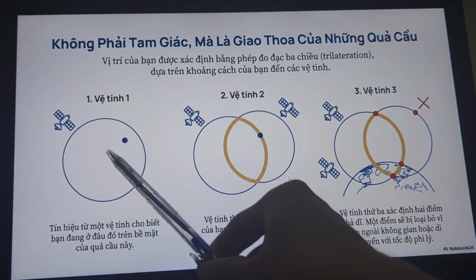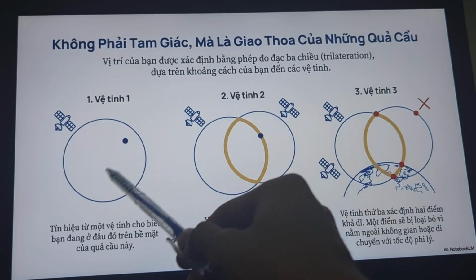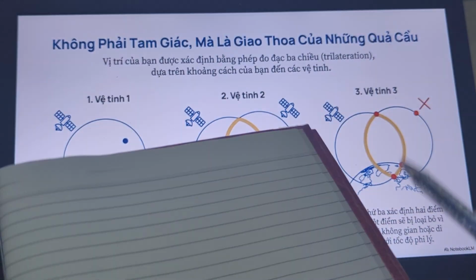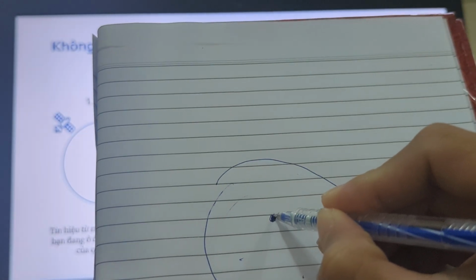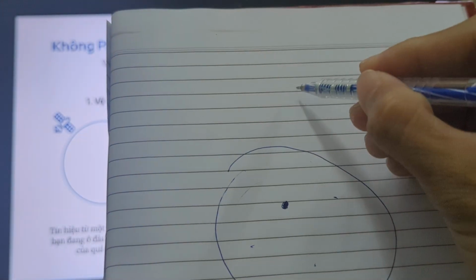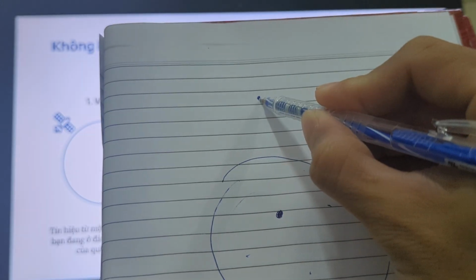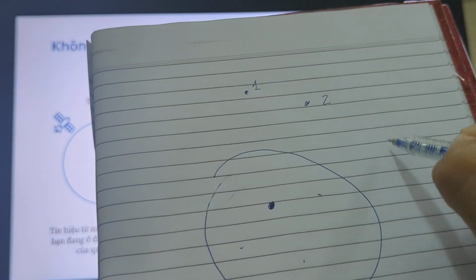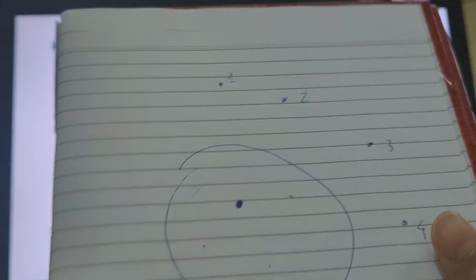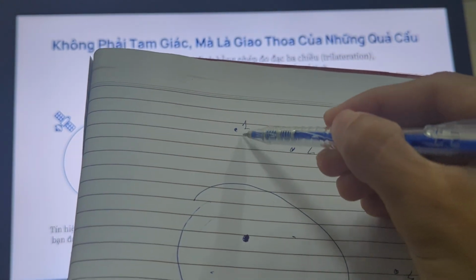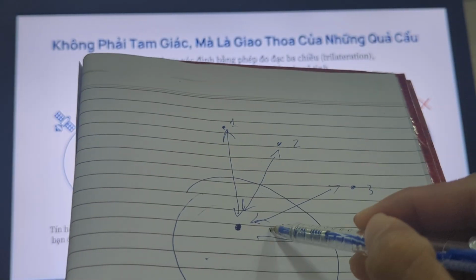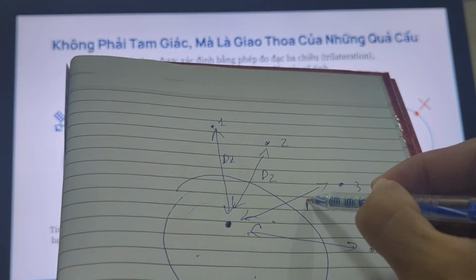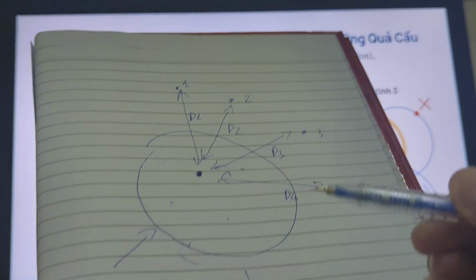I want you to know, if you are somewhere on the surface of the earth, and you know satellite 1, satellite 2, satellite 3, and satellite 4, and you know the distances between you and the satellites, D1, D2, D3, and D4, you will be able to calculate your position.